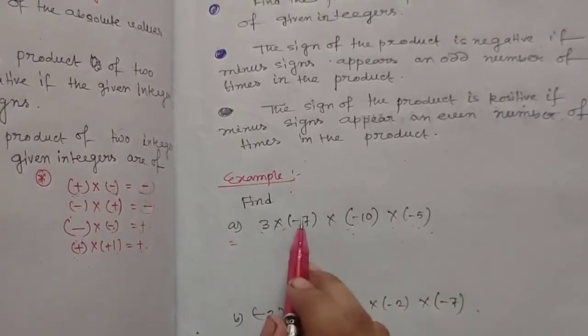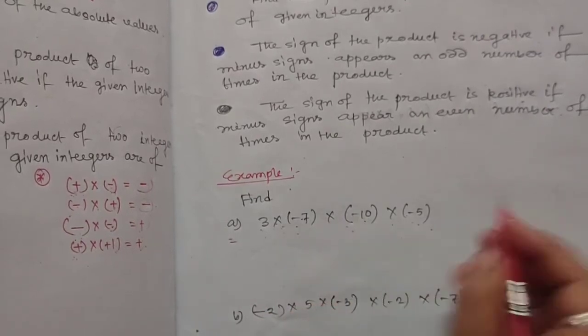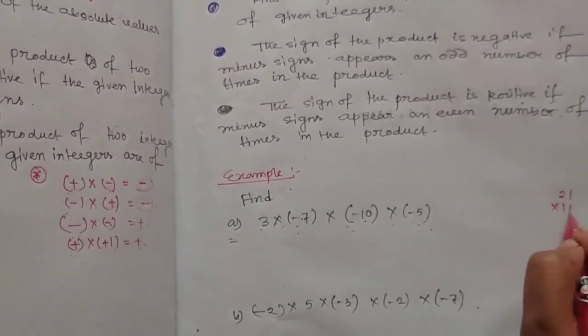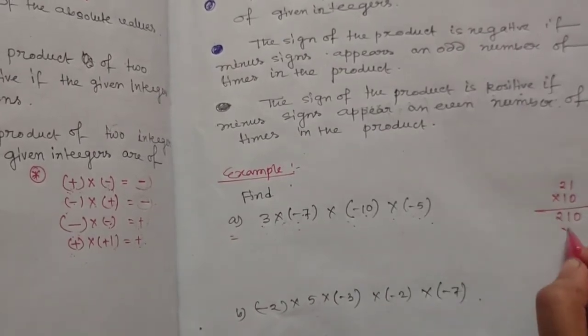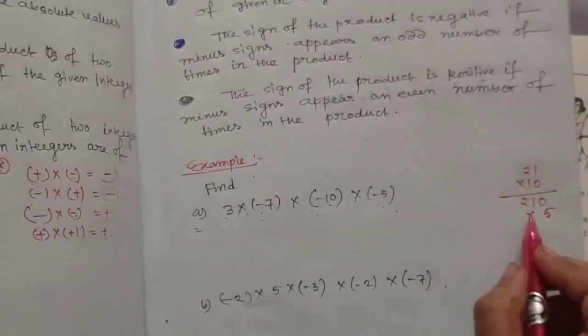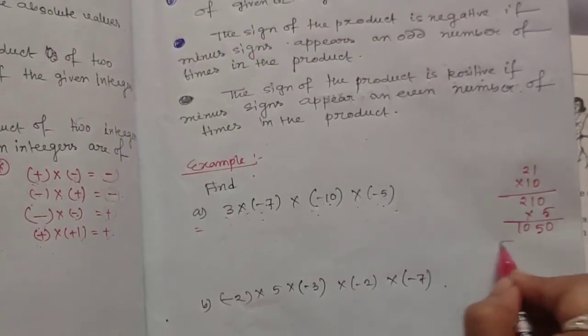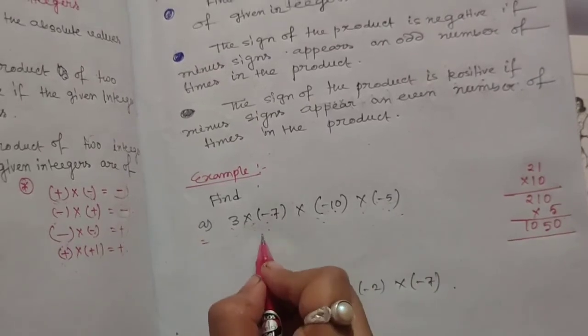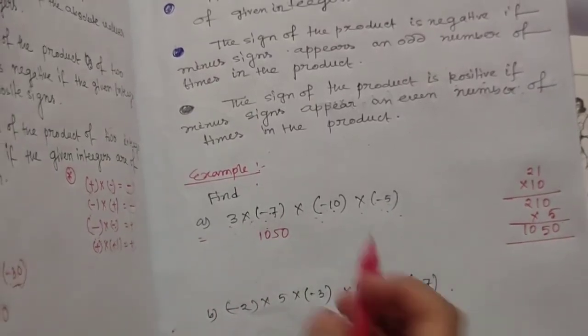So let's see. 3 sevens are 21, 21 tens are 210, and this will be multiplied by 5. 5 ones are 5, 5 twos are 10. So 1050. So what will be the sign?